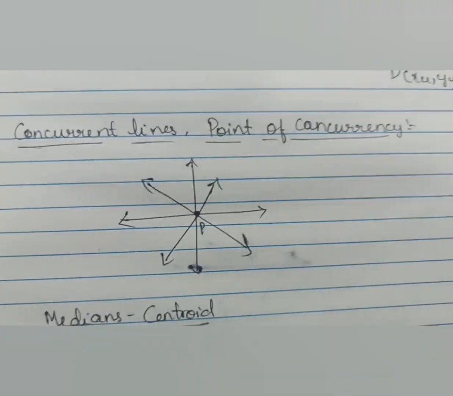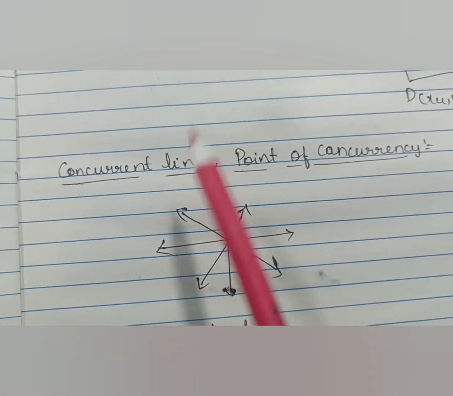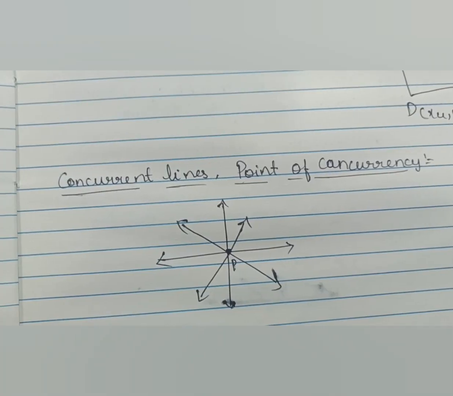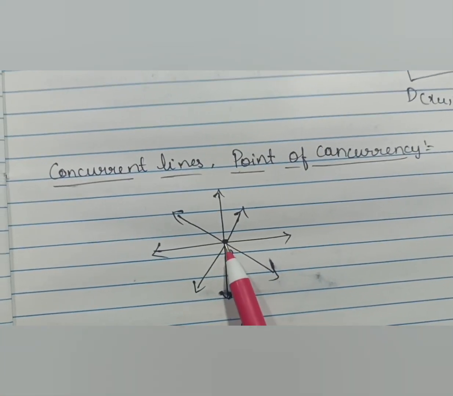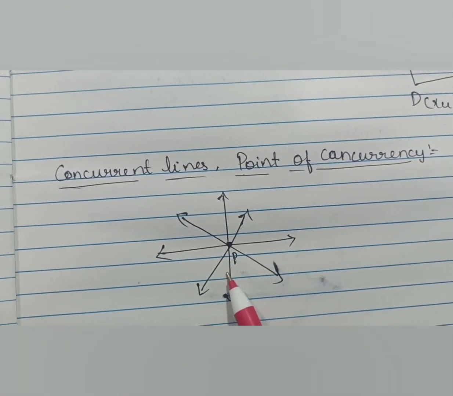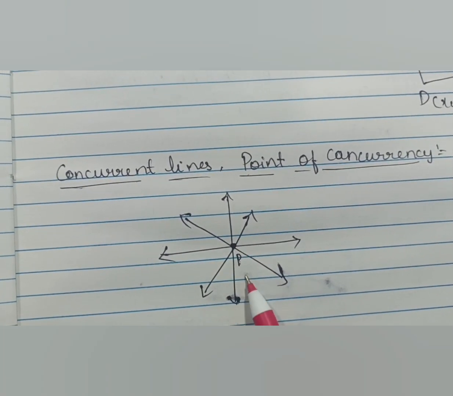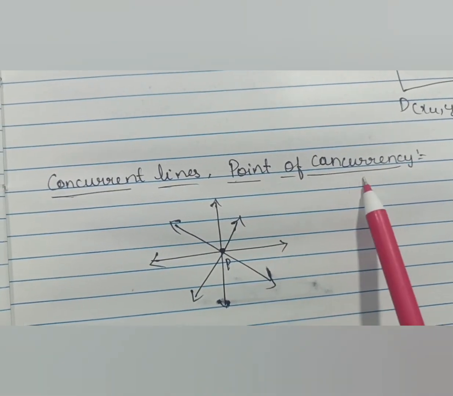What do you mean by concurrent lines? First we'll discuss concurrent lines. If straight lines have a common point, then these lines are called concurrent lines, and this point, denoted as P, is called the point of concurrency.